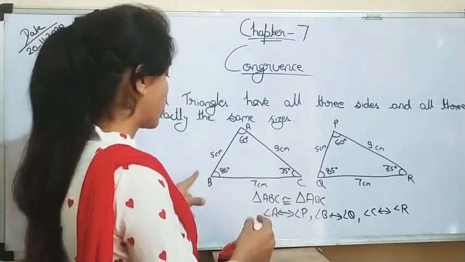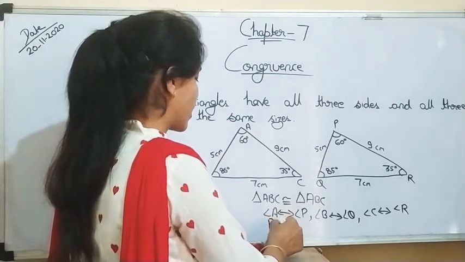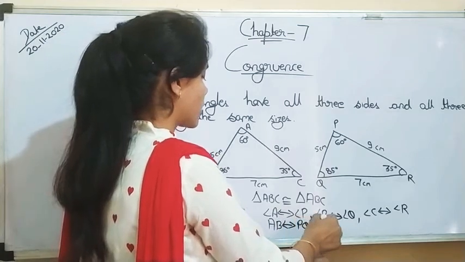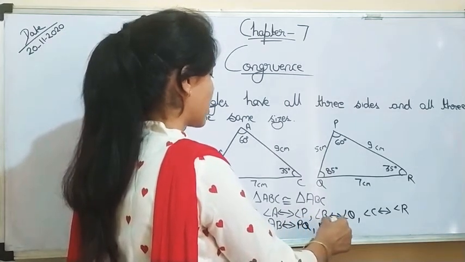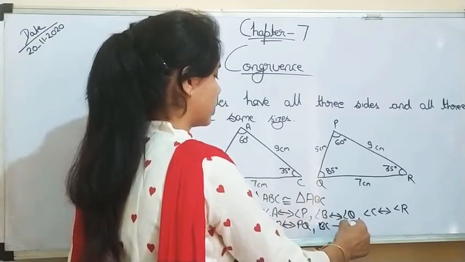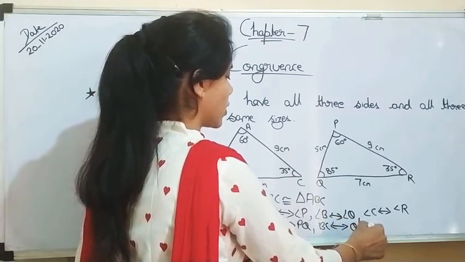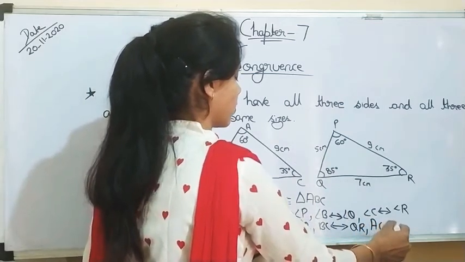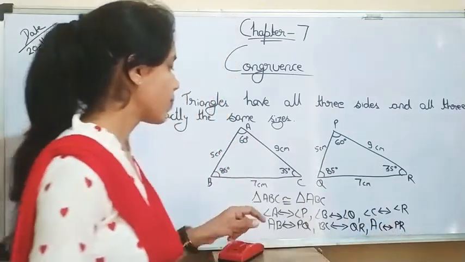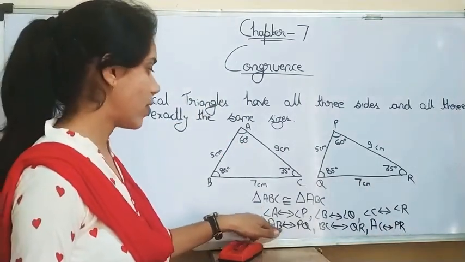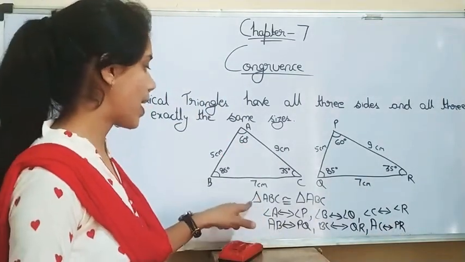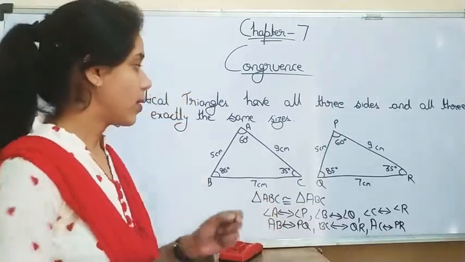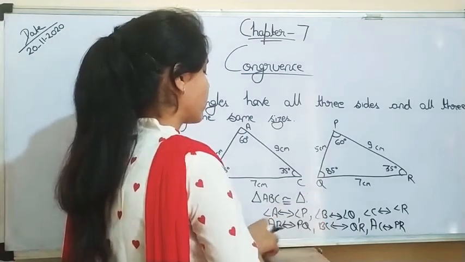Okay. And the corresponding side of AB is PQ. The corresponding side of BC is QR. The corresponding side of AC is PR. So in this way, we got the corresponding angles and the corresponding sides. So in this way, triangle ABC is congruent to triangle PQR. Okay.